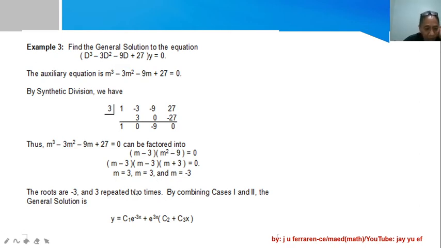So, m equal to minus 3 is covered under case 1. So, y equal to C1, exponential of the non-repeated root, minus 3x. Then, the repeated root, exponential 3x. So, there are two constants. C2, because you're already using C1, and the third constant is C3 times x for the double root. Okay, this one.